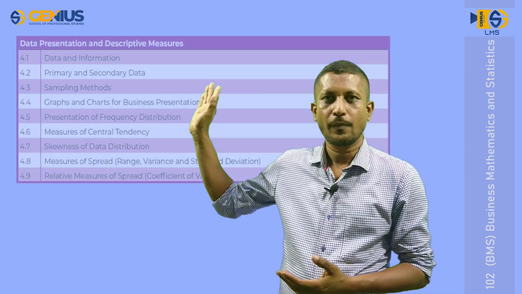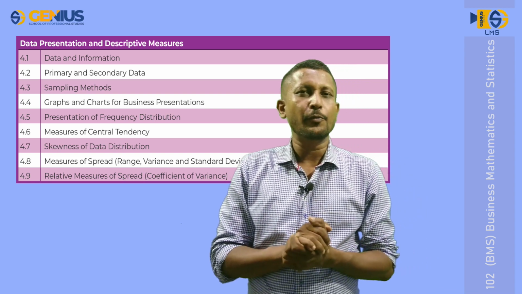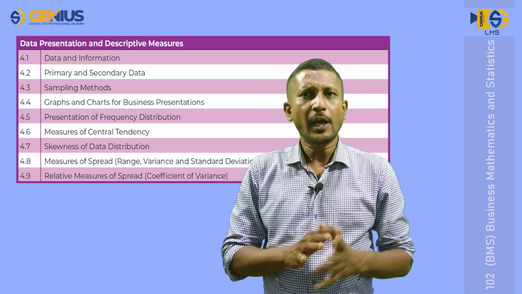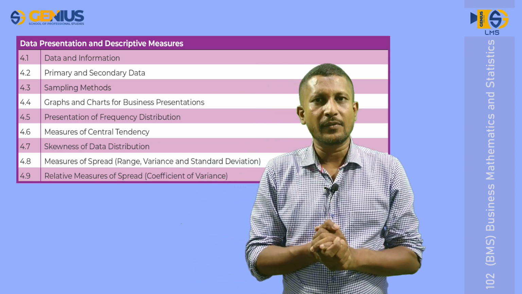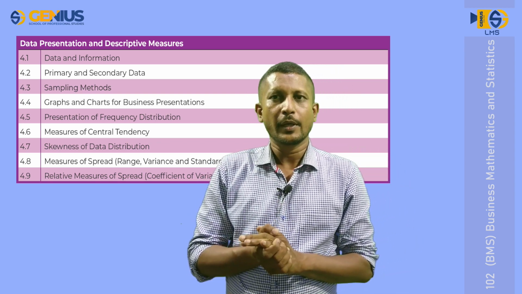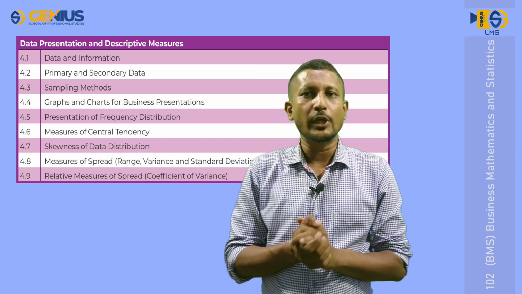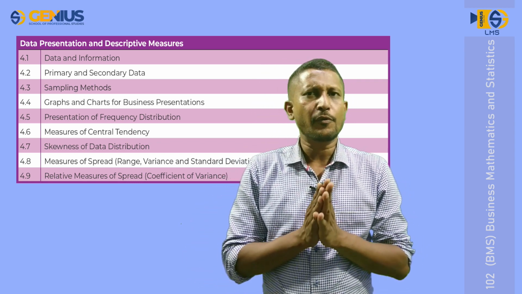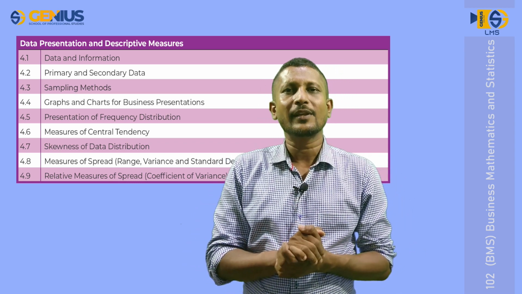Chapter number 4, data presentation and descriptive measures. An accountant is someone who regularly deals with statistical information. So therefore, he must study how to analyze numerical information and how to deal with them. The subject of business statistics is about learning statistical information.